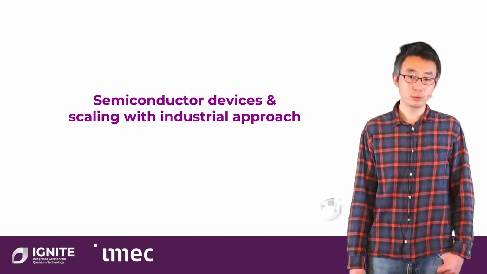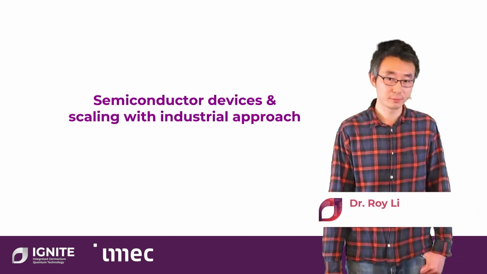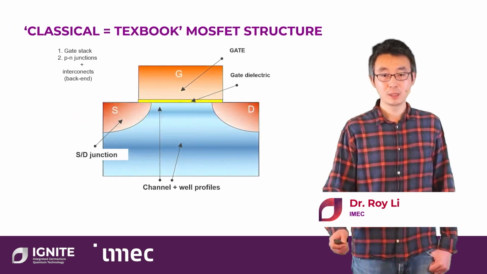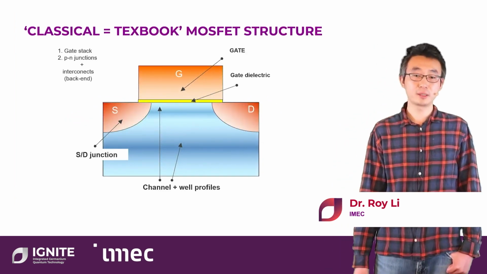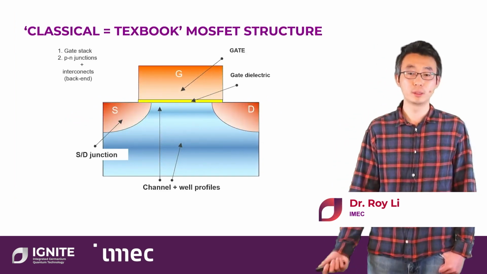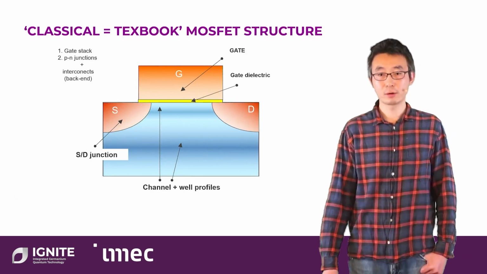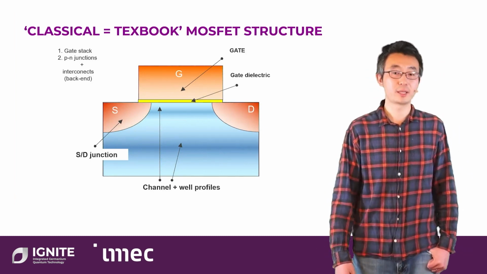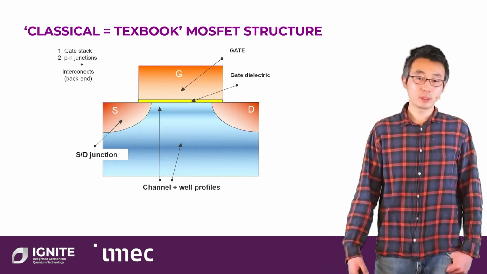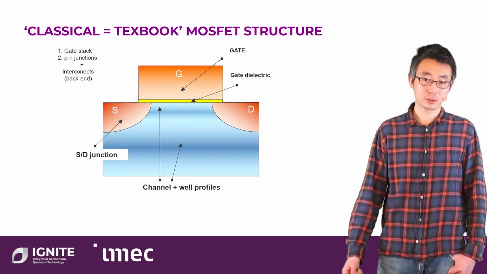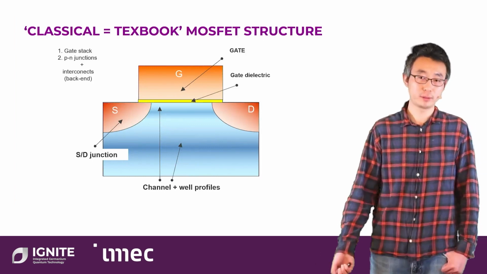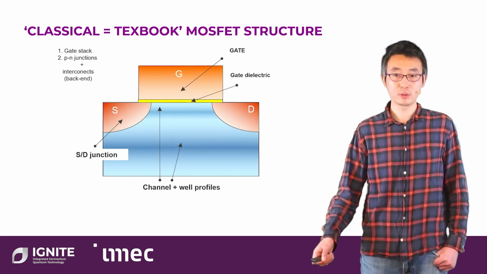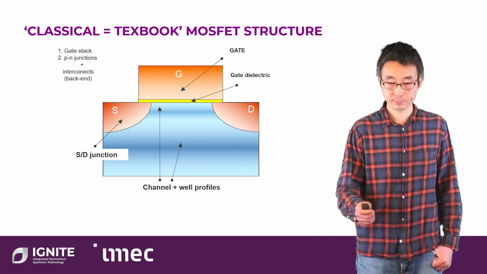To begin, let's look into semiconductor devices and scaling with the industrial approach. In this picture, you can see the classical, textbook-style CMOS transistor. Essentially, you have a gate overlapping with the source and drain contact. By tuning the voltage, you can accumulate the channel connecting source and drain. That's how you have a transistor, or transfer resistor. So it's an electrically tunable resistance.